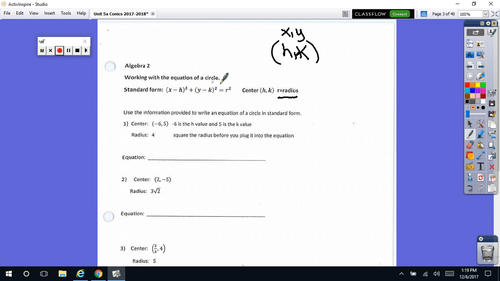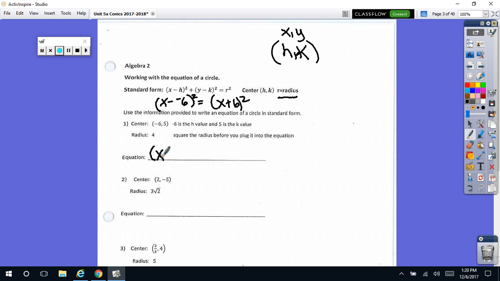Okay, and here's why. If I would plug in an X minus a -6 and square that, it's actually going to become X plus 6 squared. So my negative actually became a positive. Okay, so let's just try to plug these in.